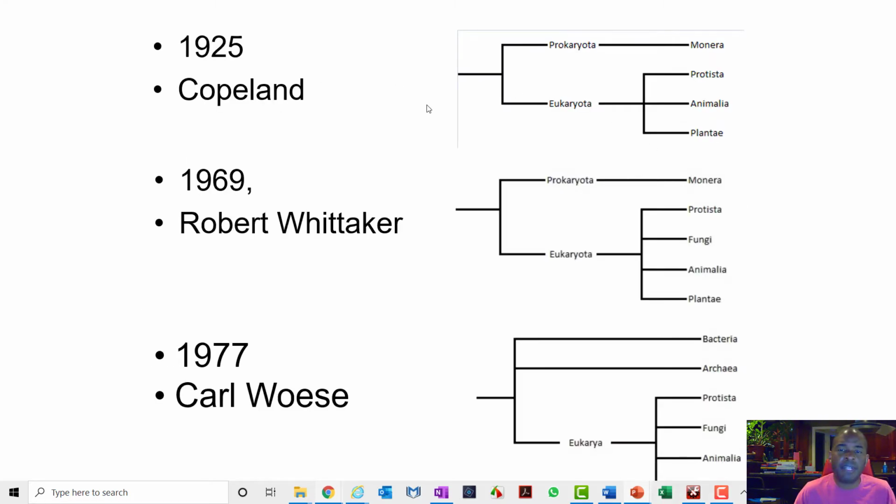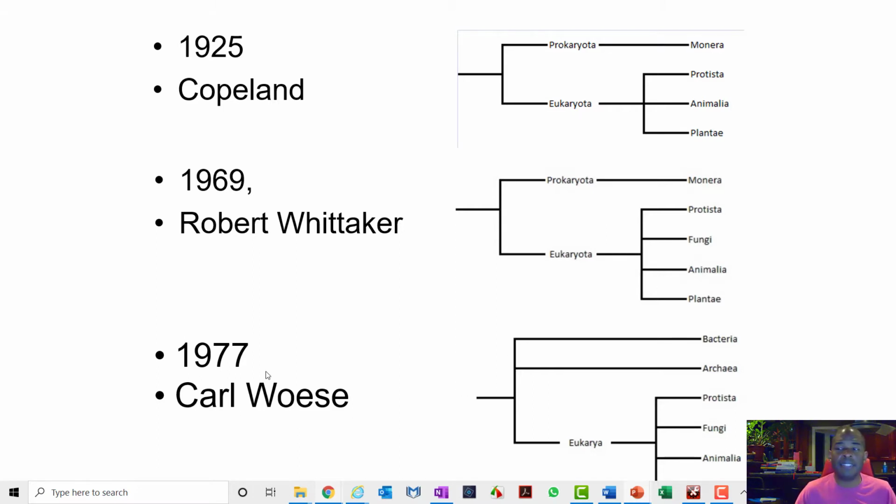In 1925, another scientist proposed the prokaryotes, of which there was only one group, the monerans, and the eukaryotes, which included the protists, animals, and plants. In 1969, the prokaryotes still remained a group, and the eukaryotes now had fungi, because fungi were considered animals and plants depending on what kind of fungi you were looking at previously.